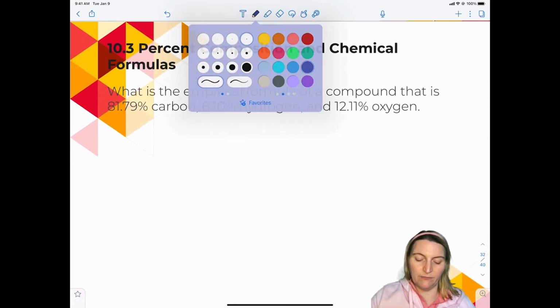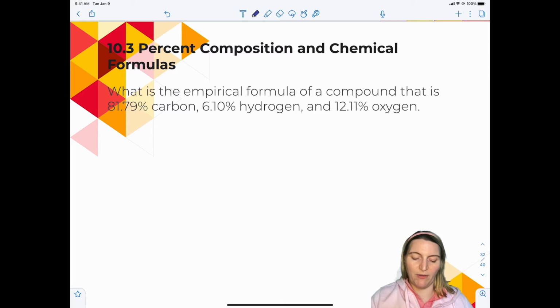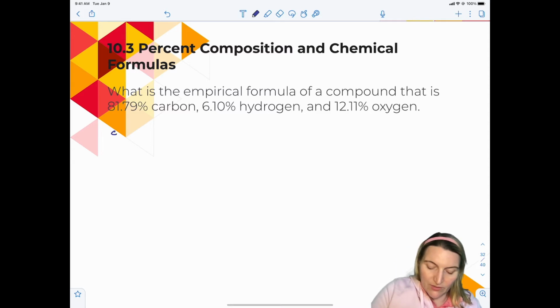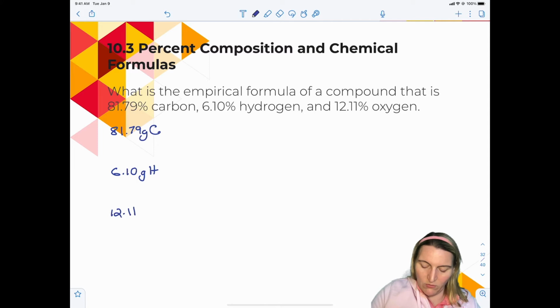Here's another one. What is the empirical formula of a compound that is 81.79% carbon, 6.10% hydrogen, and 12.11% oxygen? So if you feel confident, maybe give this one a try on your own. If not, follow along with me. 81.79 grams of carbon, 6.10 grams hydrogen, and 12.11 grams of oxygen.